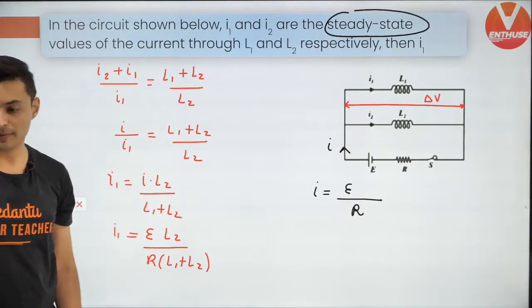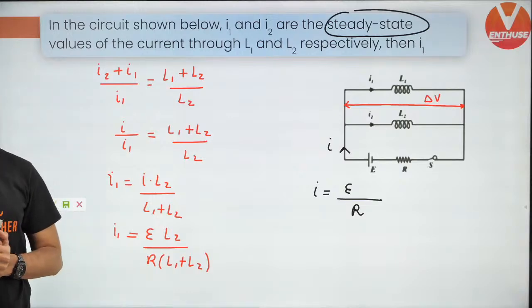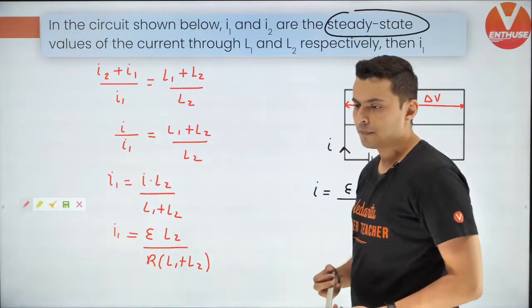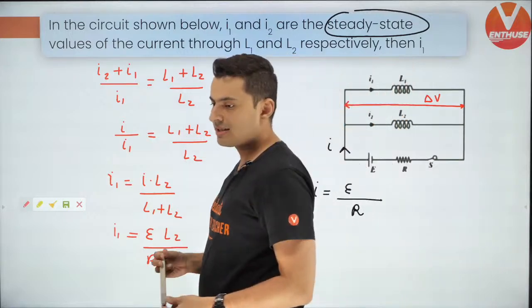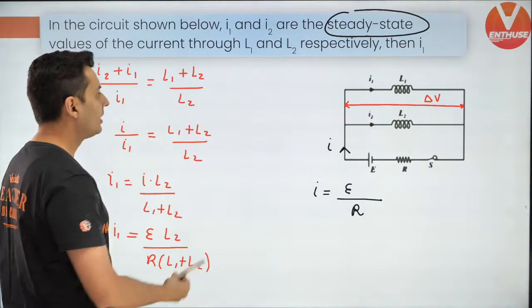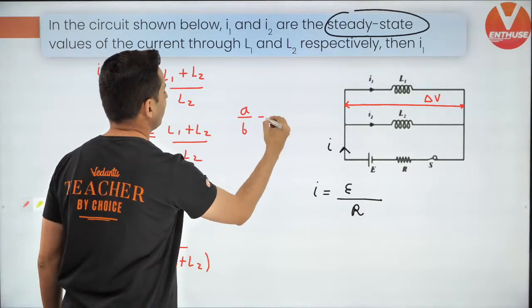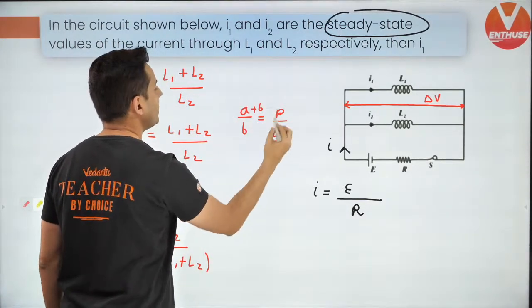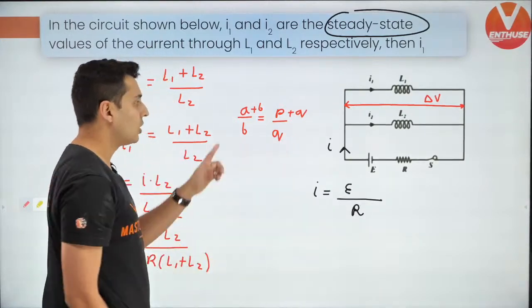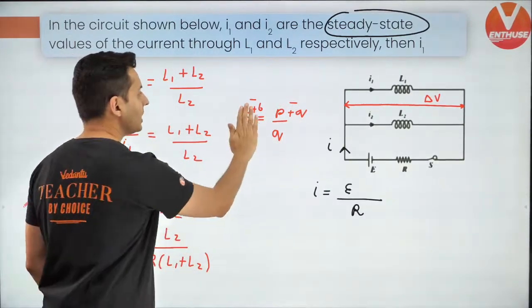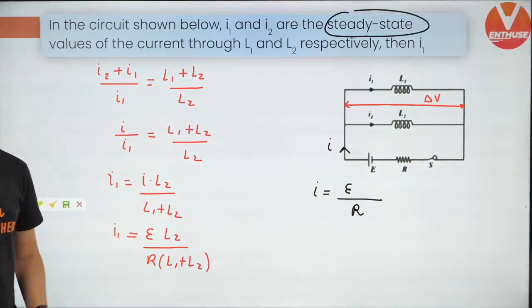I hope now it's clear. Is that clear? Ankit, which second step you did not understand? This is componendo property. If A by B is equal to P by Q, then A plus B by B is equal to P plus Q by Q. That's componendo. If it is minus, then it is called dividendo. So this is an important mathematical property.